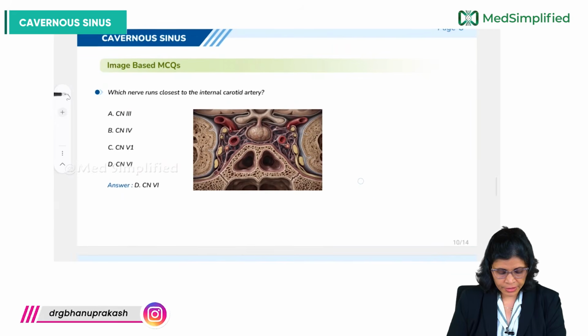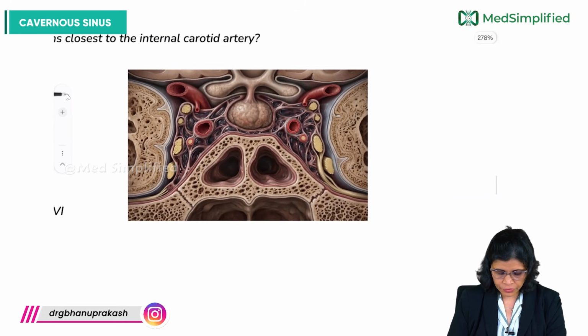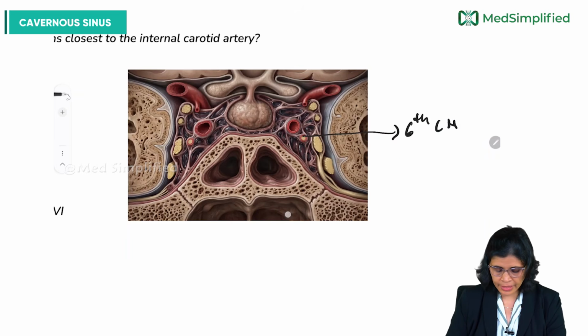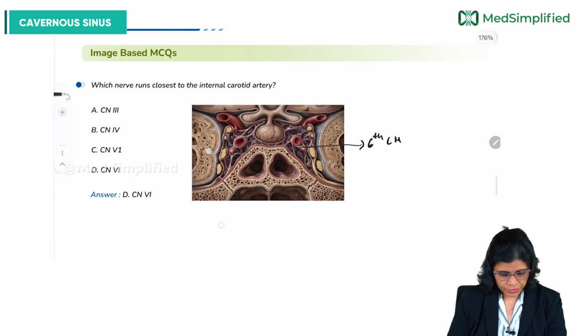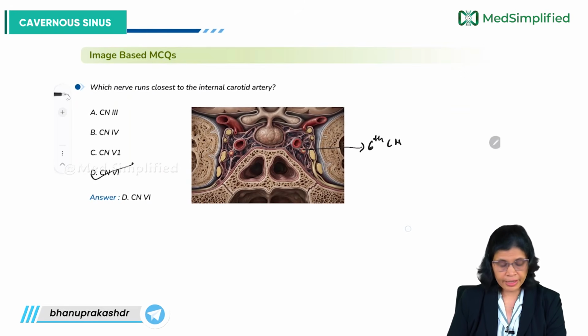This next question, which nerve runs close to the internal carotid artery? So which is this nerve running close to the internal carotid artery? It is the sixth cranial nerve, which is the abducent nerve. So which is the right choice here? The D. Answer D is the right choice.